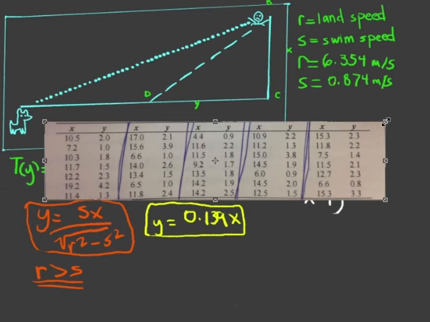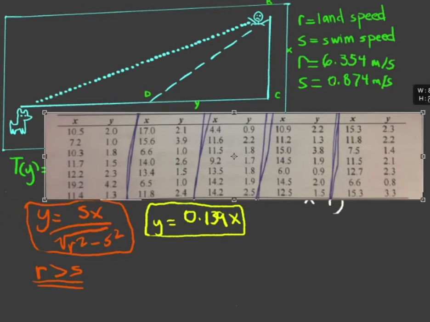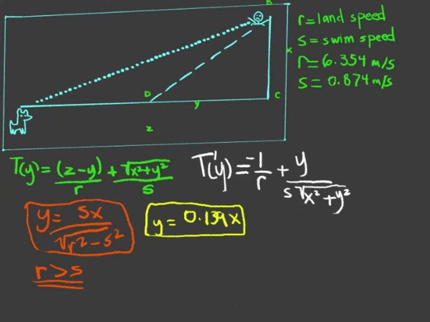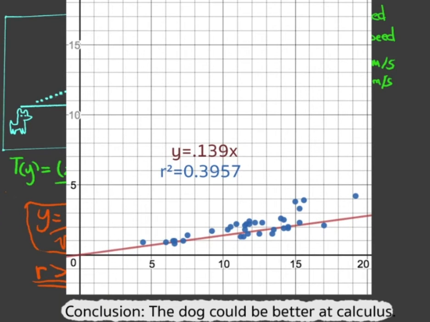Pennings spent some time gathering the data shown here. By using Desmos, we can plot the data and use y is approximately equal to 0.139x as the line of best fit. The reason we use approximately is that in Desmos, in order for the calculator to work, we must use the approximately sign instead of the equals sign. We find that Elvis, at least, could be better at calculus. With an r-squared value of 0.3957, there is only a weak correlation between the route Elvis takes and the optimal route that Lassie would take if she were a great mathematician.